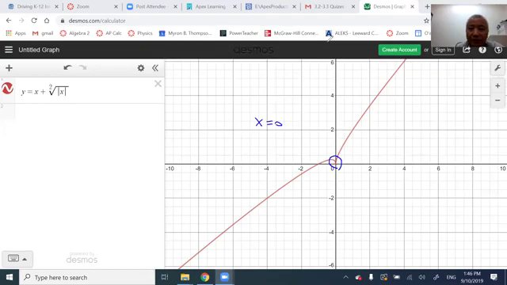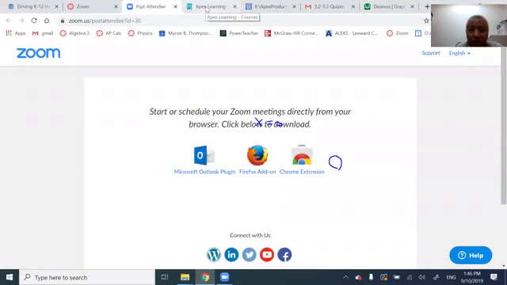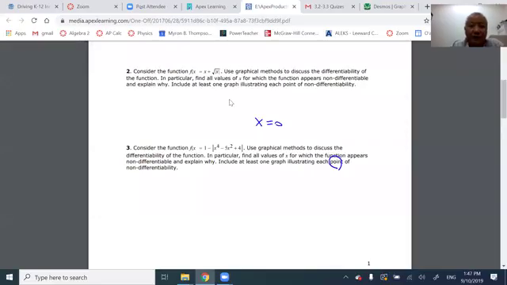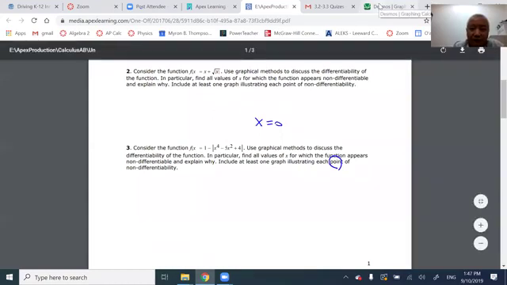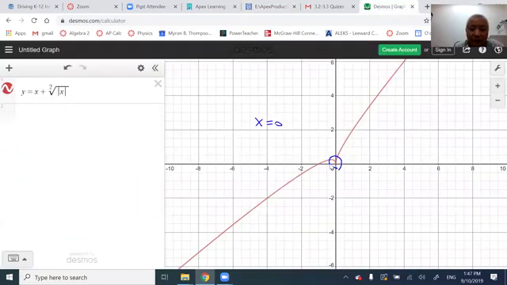Let's go back to the question we have. Okay, hold on. So we go to here. Where's the lesson? Oh, hold on. Okay, you can see that from this graph, you can tell that when x equals 0, that's the time the function is not differentiable, okay?